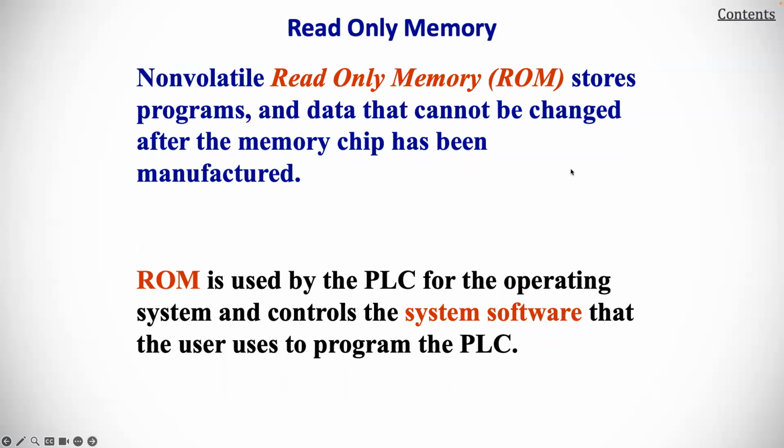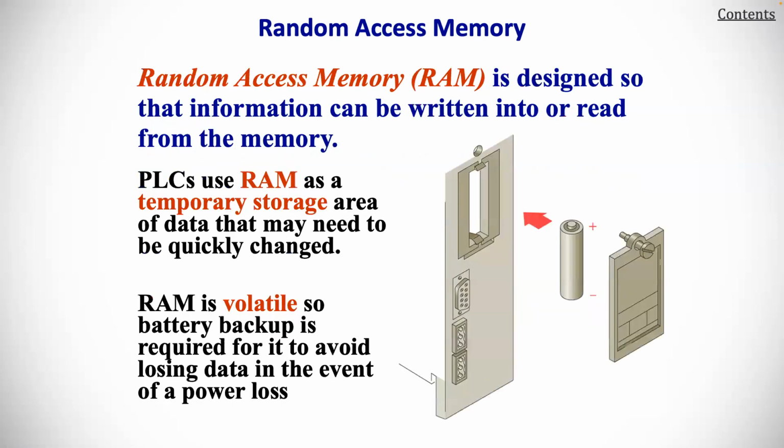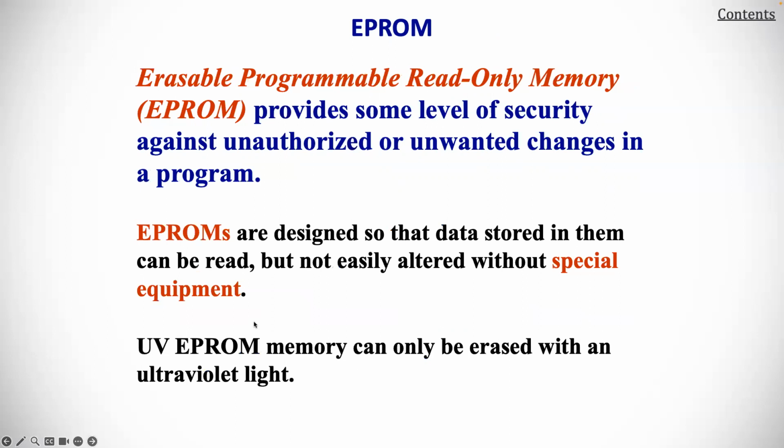You can have read-only memory. This stores programs and data that cannot be changed after the memory chip has been manufactured. So this is like cast-in-stone type of memory. You have random access memory. RAM is designed so that information can be read into or read from the memory. And so it's constantly volatile and actively used in what you're trying to do with your capability.